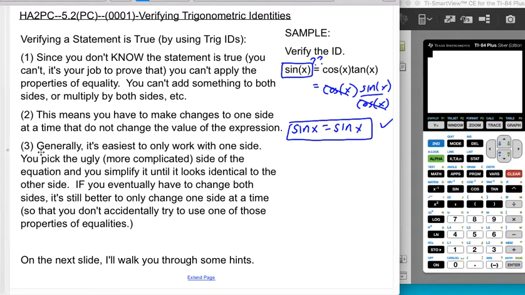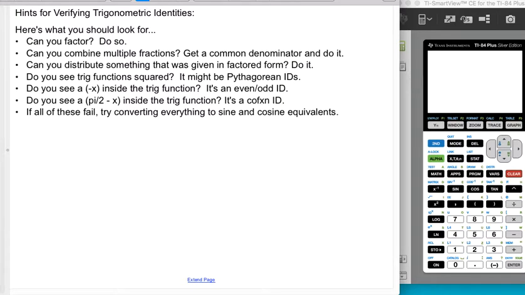So we're going to walk through some hints on how to approach this. There's no one method. I can't say this is always the order to do things and it's always going to work. You have to be a little bit creative sometimes, but I'm going to give you some basic guidelines that are helpful. Here are some things you should look for.